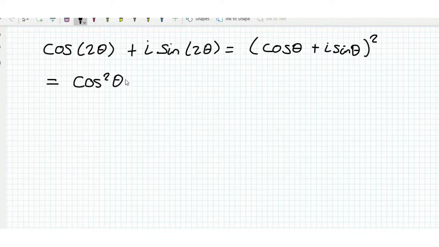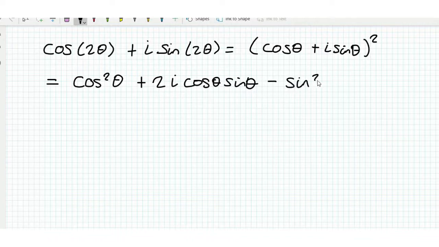cos squared theta plus 2i cos theta sin theta, just from expanding out this bracket, and then plus i squared sin squared theta, but i squared is -1, so minus sin squared theta. And just like when comparing coefficients with complex numbers, the real and imaginary parts on both sides of an equation have to be equal.